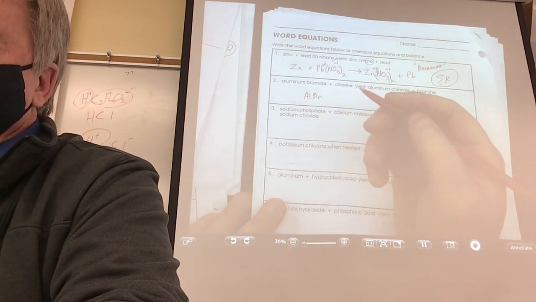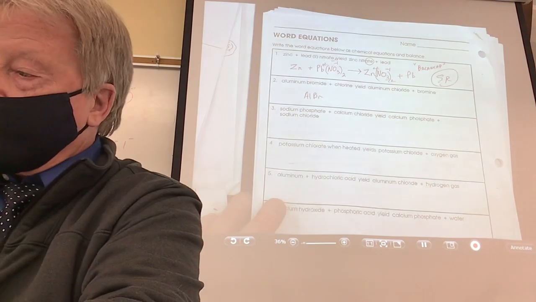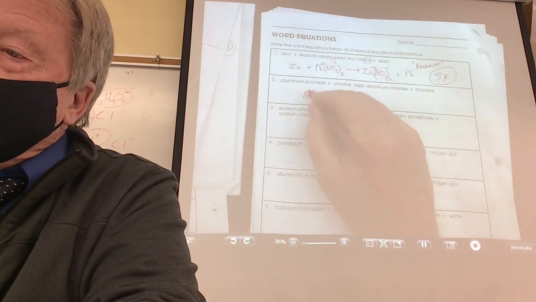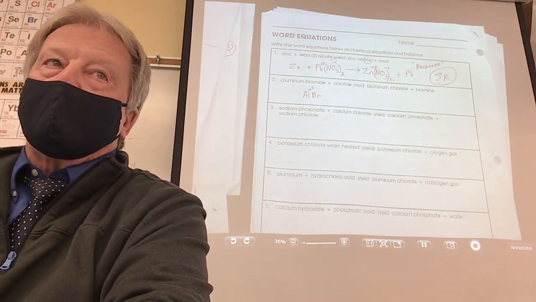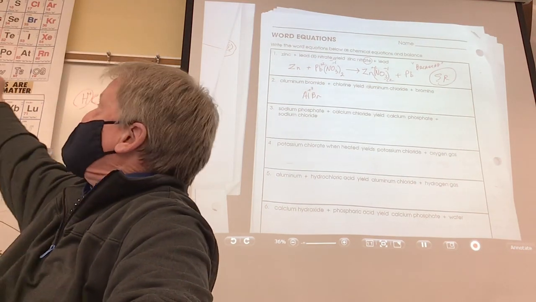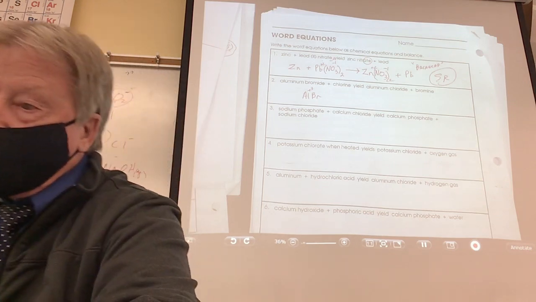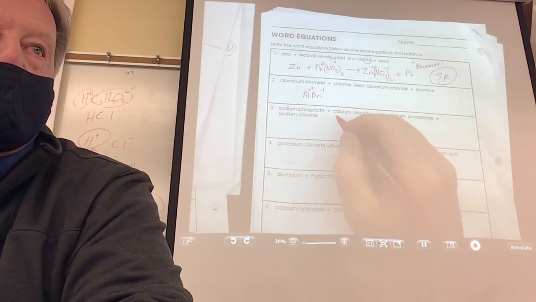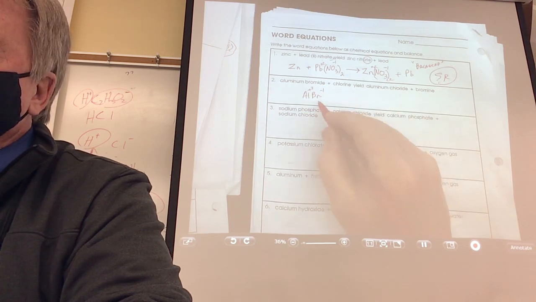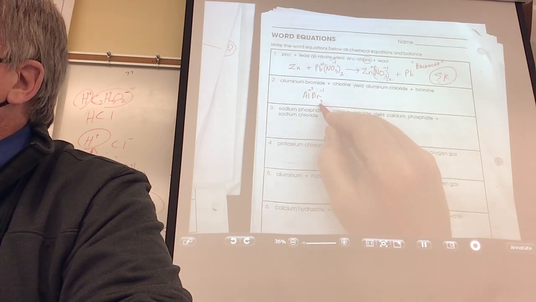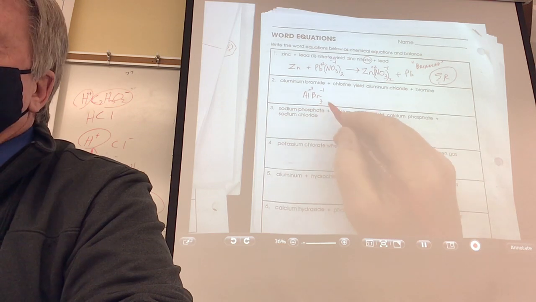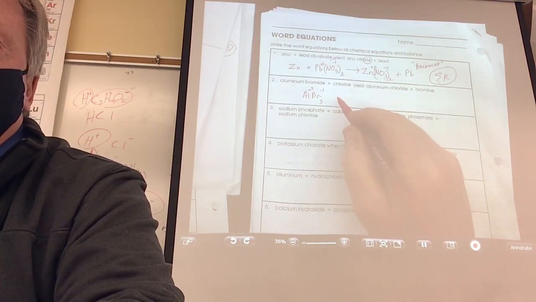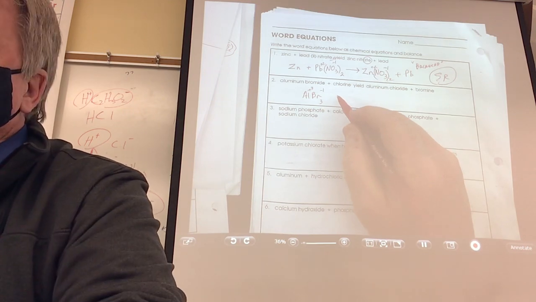What's the charge of aluminum in a compound? +3. What about bromine? All the enes are all the same, aren't they? -1. Uh-oh, that won't work unless I do what? I need 3 bromines, don't I? Is that right? Okay. Now again, this is a small part of the test, all right? But I do ask you because you should be able to do some of these.